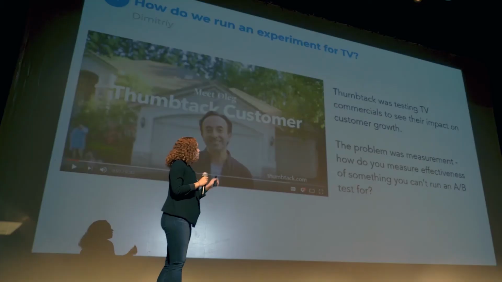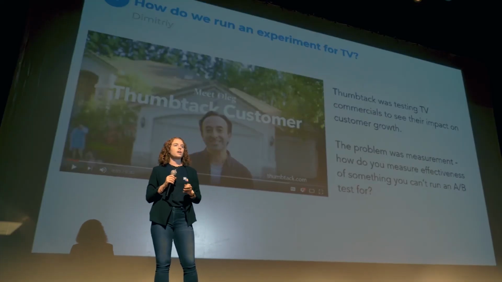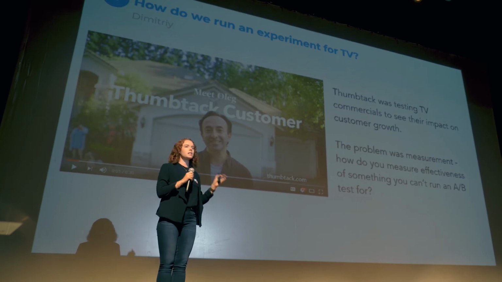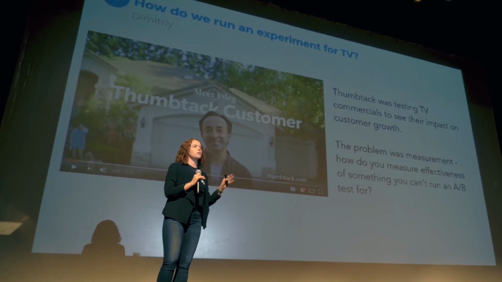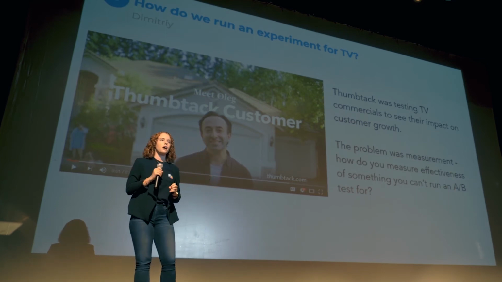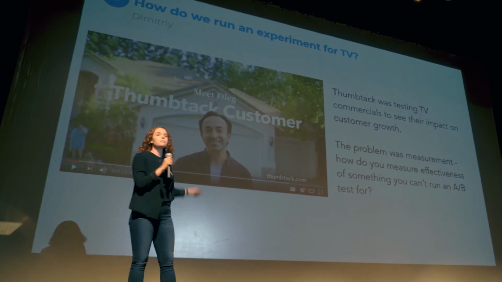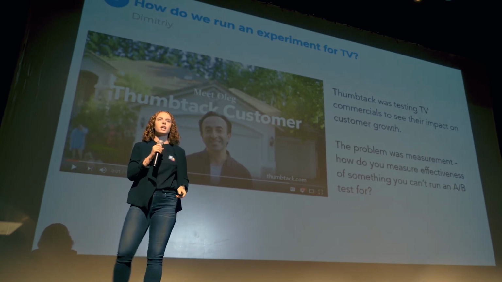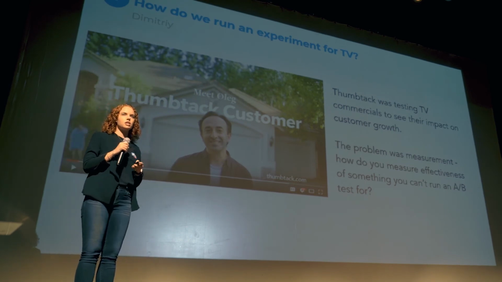That's not really possible. So in order to test TV to see if it was a good way to grow our customer base, we needed to run a different type of test. We need to run a test where TV goes on in one area but not the other, and then measure the lift. I think the biggest question that our economist Dimitri was trying to understand is, how do we even measure that lift? We had never done anything like this before at Thumbtack.